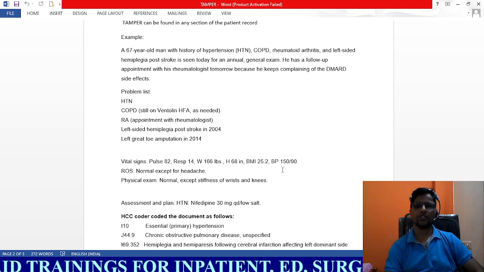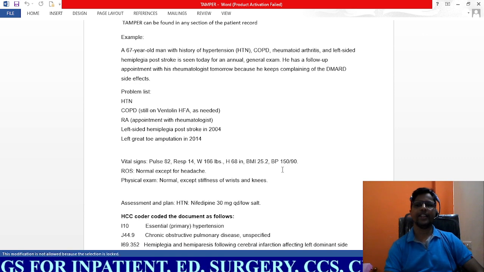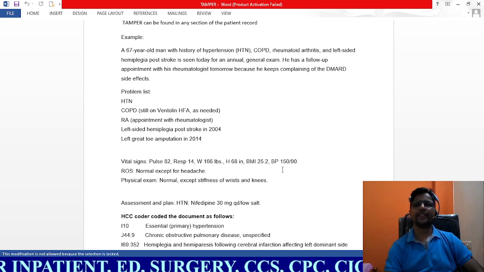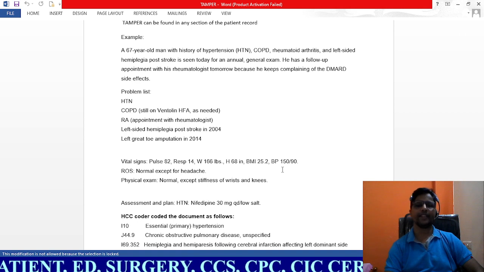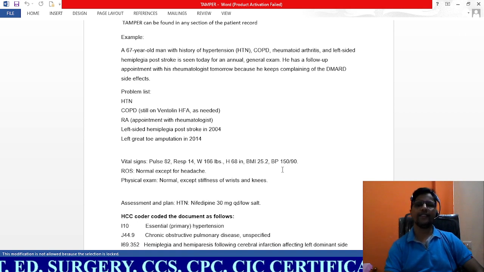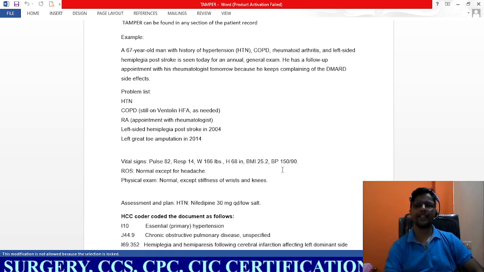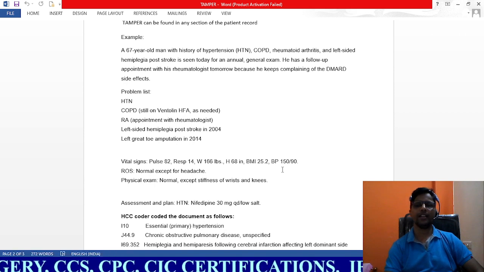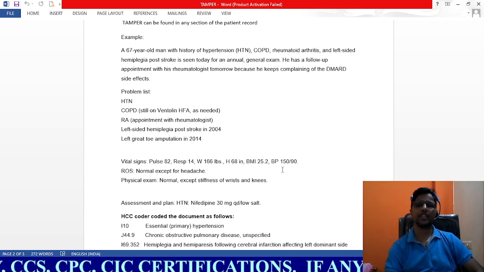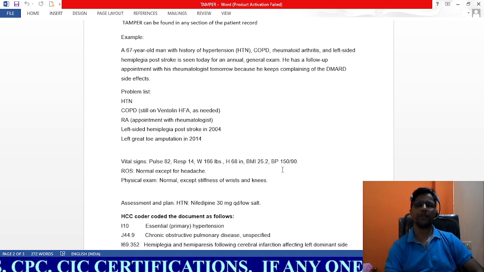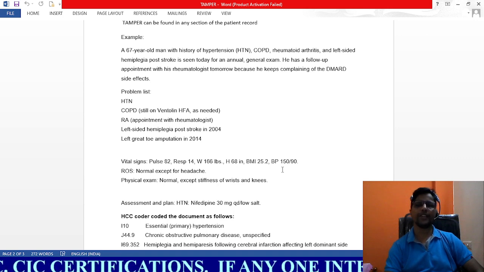So what is DMARD? DMARD means disease modifying anti-rheumatic drug. As the patient has rheumatoid arthritis, he is using DMARDs. Because of those DMARD drugs, the patient has some side effects. So he is planning to follow up with his rheumatologist tomorrow.